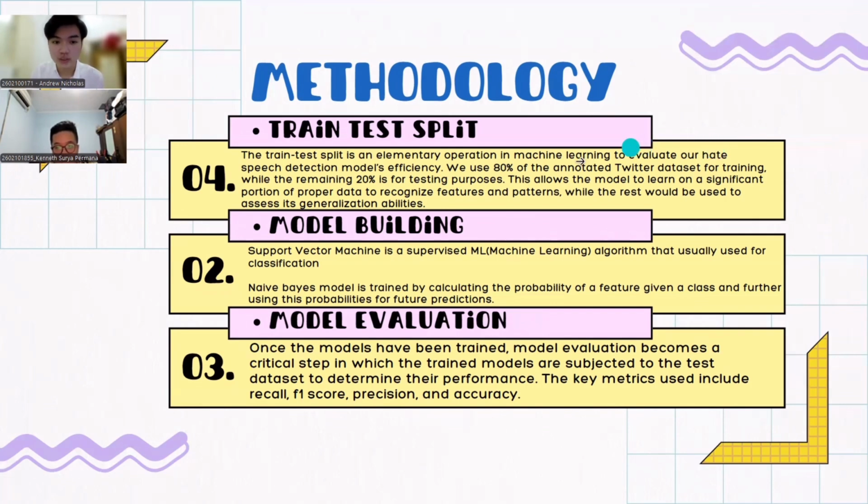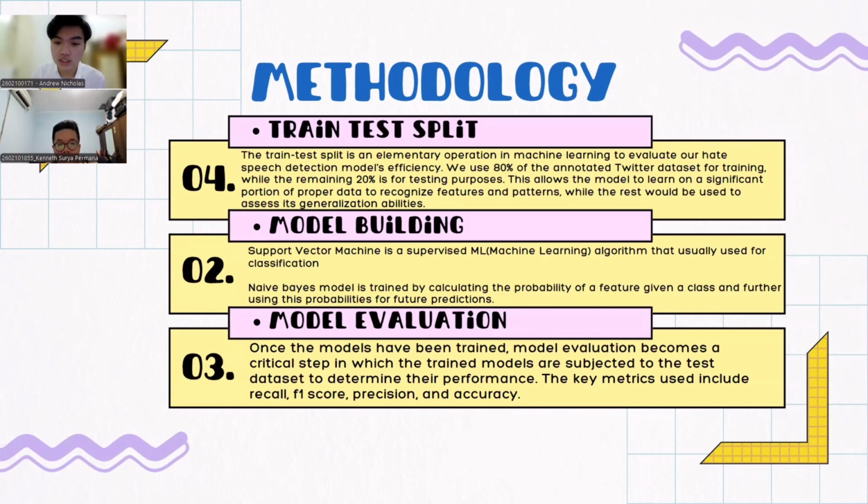The fifth part is model building. Support vector machine is a supervised machine learning algorithm that is usually used for classification. Naive Bayes model is trained by calculating the probability of a feature given a class and further using the probabilities for feature predictions. And the last part is model evaluation.